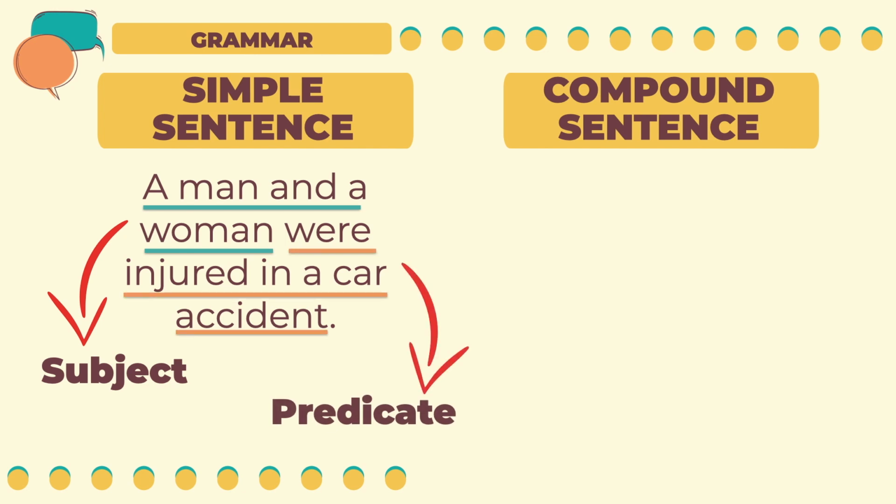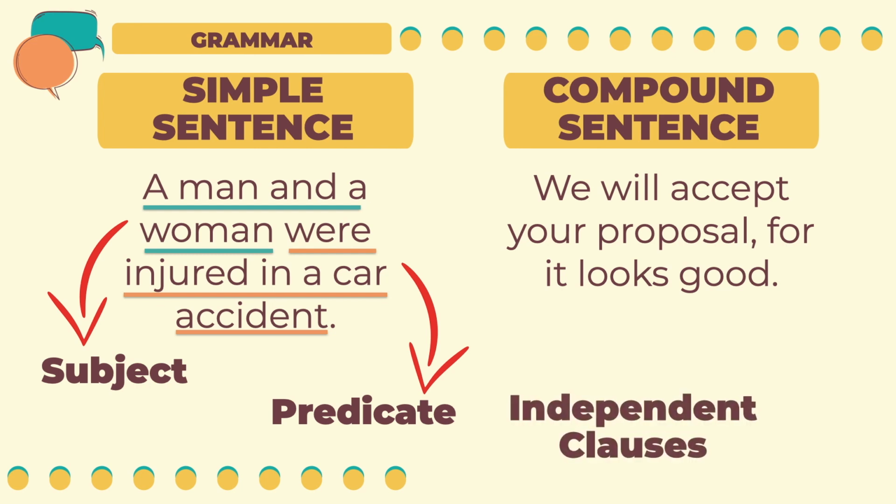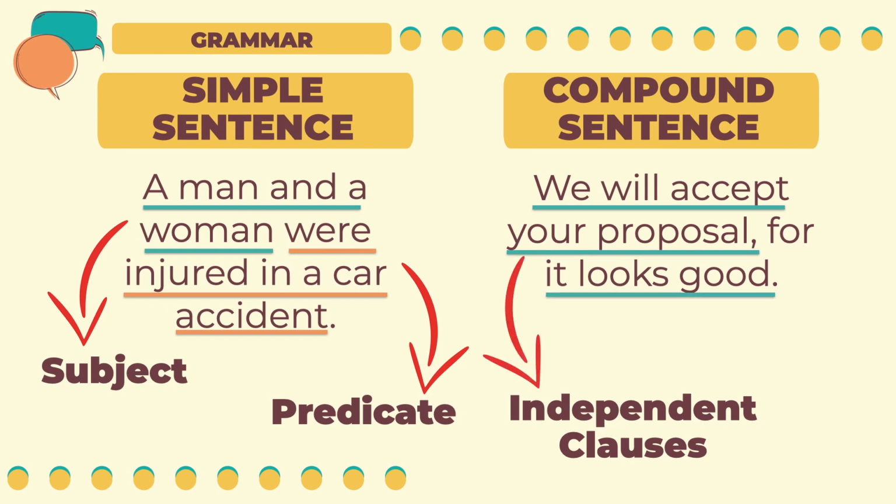An example of a compound sentence: We will accept your proposal for it looks good. A compound sentence has two or more independent clauses. The independent clauses in this sentence are we will accept your proposal and it looks good. These are joined with the conjunction for.